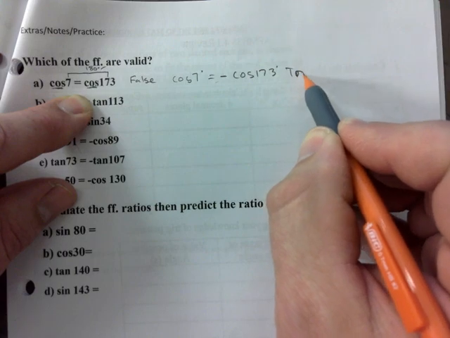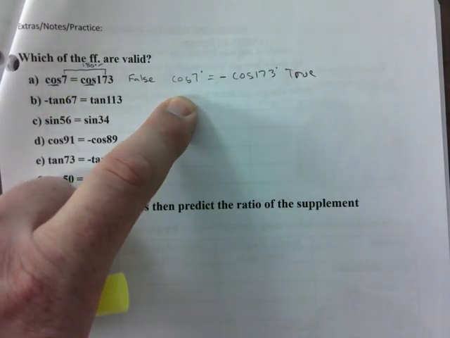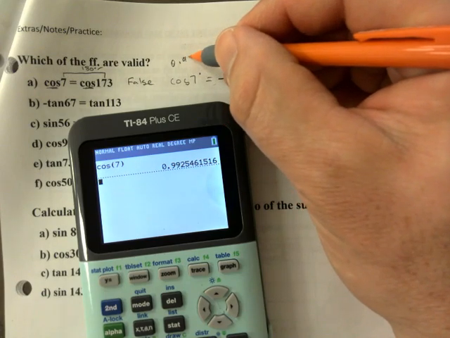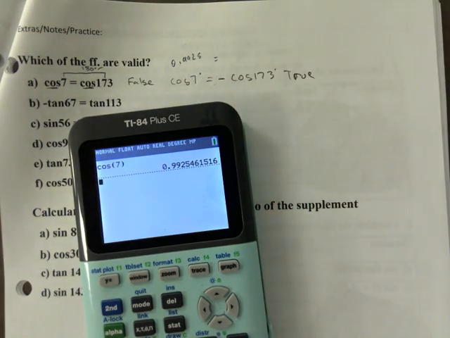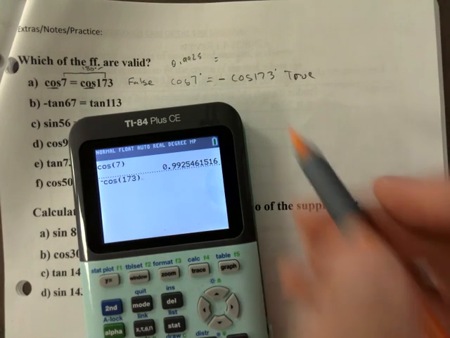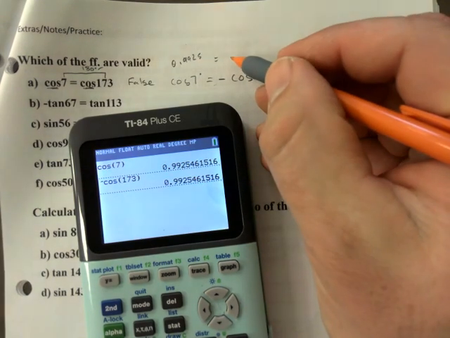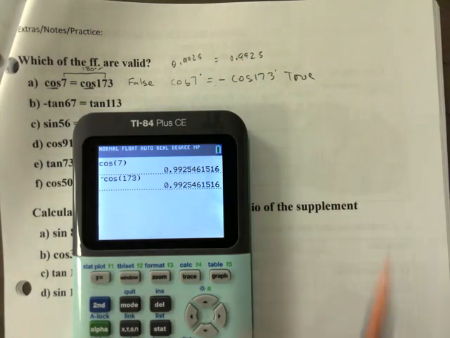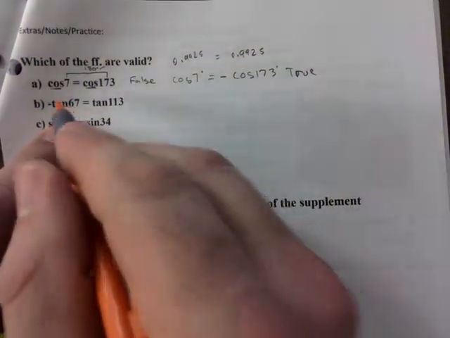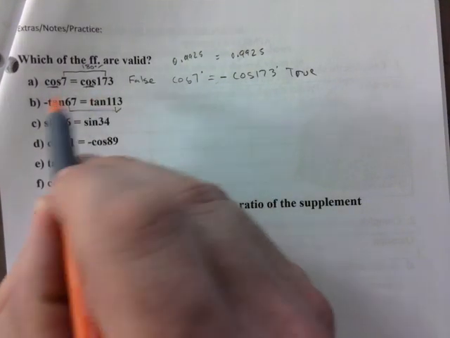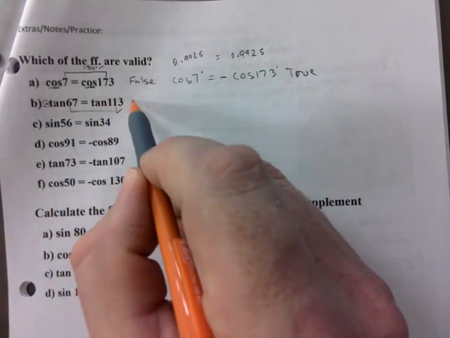And this is how you can absolutely make sure. Watch this. You go cosine of 7 is 0.9925. If you go negative cosine of 173, like you actually type this in as is, you also get 0.9925. So you know that they are the same. Over here, are these supplementary? You check, and they are. And one of them has a negative in front of it. That is true.